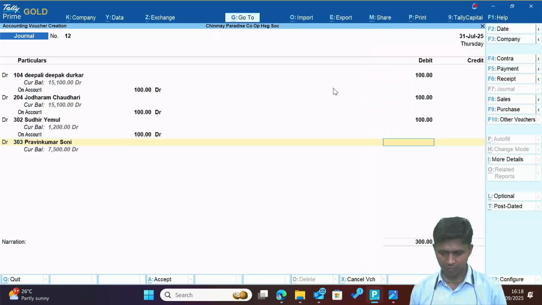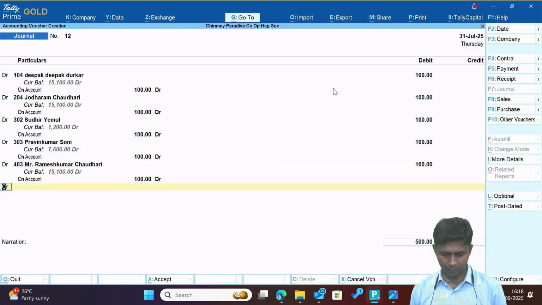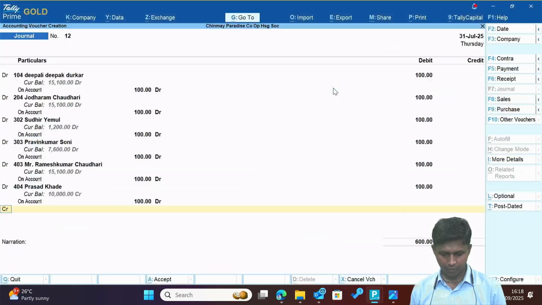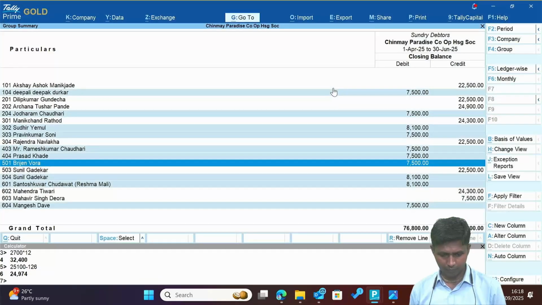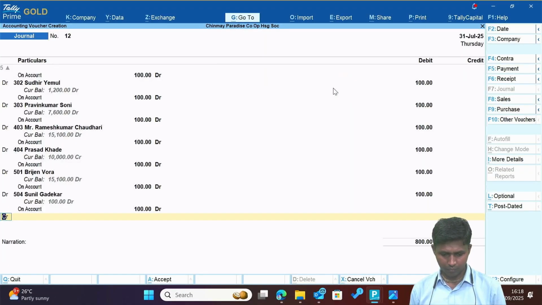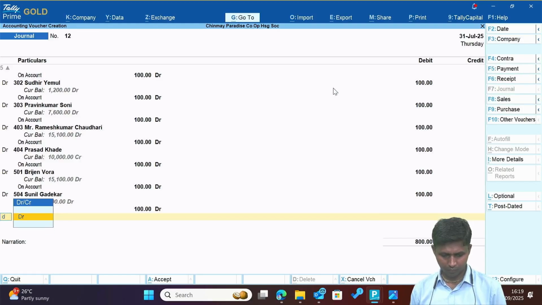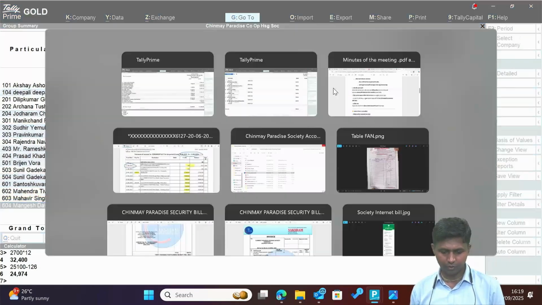303, 303, next debit 403, 404, 501, 504, 601. The last flat of 604.